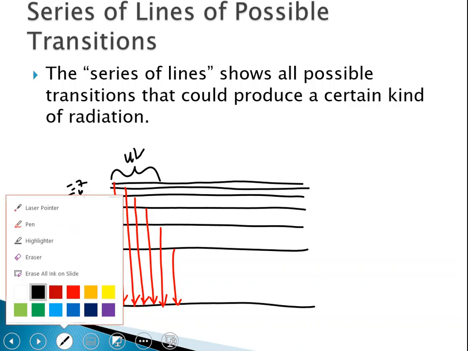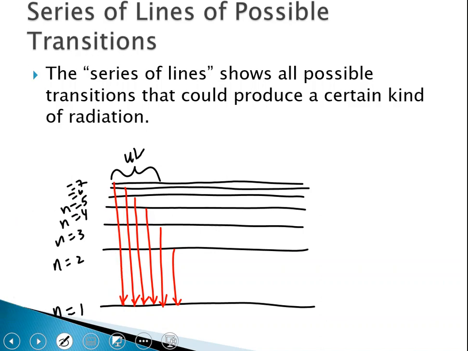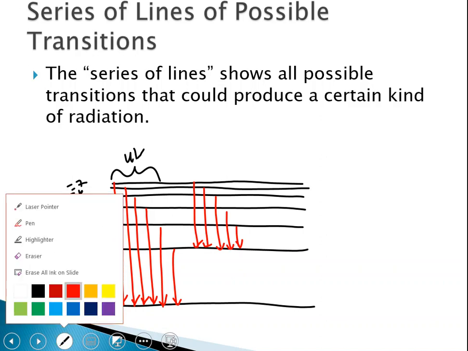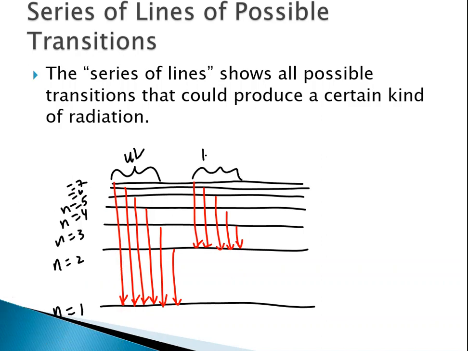If I were asked to show the possible transitions that would produce visible light, transitions that terminate at n equals 2 produce visible light. So an electron could go from 7 to 2, 6 to 2, 5 to 2, 4 to 2, or 3 to 2. These would be the series of lines that could produce visible light. If I were asked for the series of lines for infrared, it's just showing all possible transitions that terminate at n equals 3. So those arrows represent the series of lines that could produce infrared.